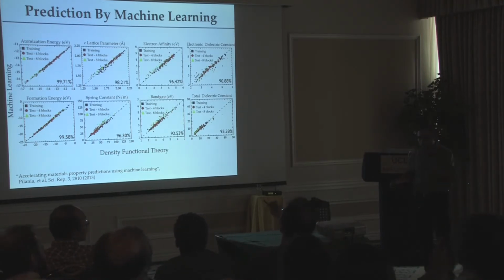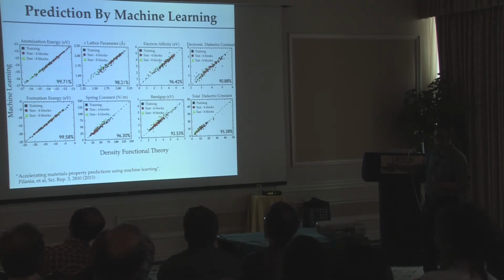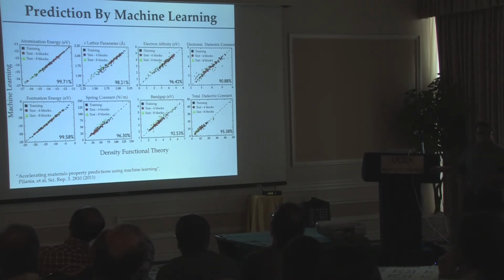Yes? I'm confused. What is the horizontal axis in the first, let's say, plot? That's the density functional theory prediction of that particular property. So in each plot, the vertical axis is the machine learning prediction, and the x-axis is the DFT prediction of that particular property. Okay. So it's very reassuring that many of the properties are calculated with very good accuracy.